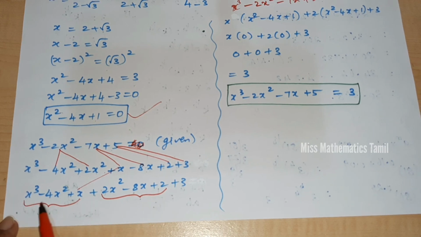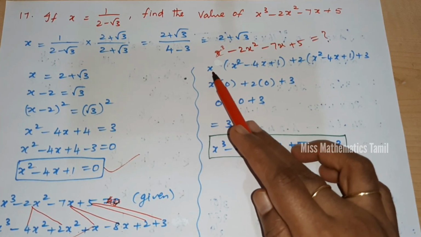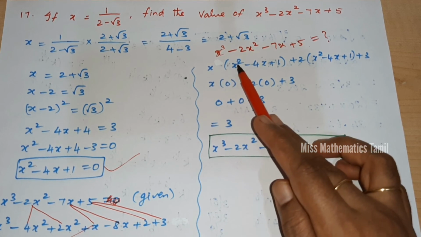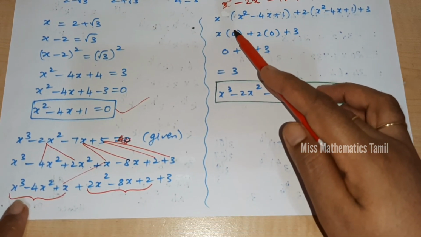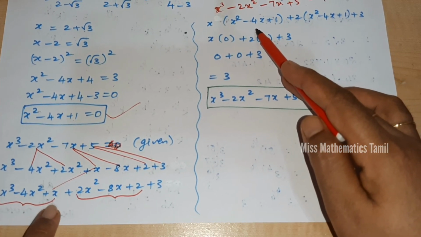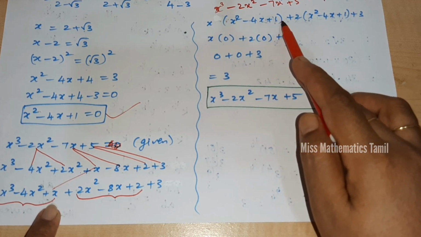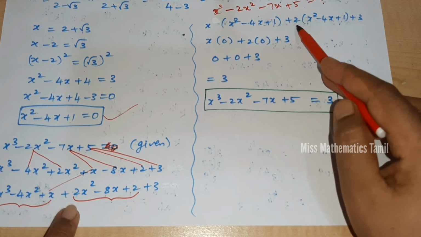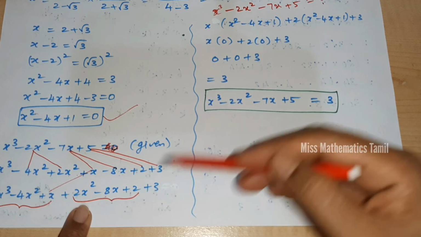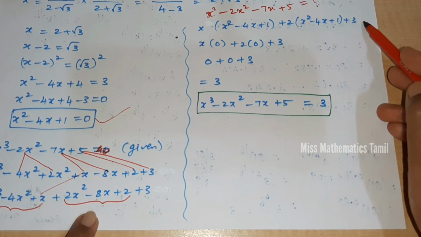After this, from these 3 terms, I can take x. So, after taking x, what is the remaining portion? x square. Here, what is the remaining portion? Minus 4x. What is the remaining portion? Plus 1. You can multiply and see. You will get again the same thing. Plus here I am taking 2 outside from these 3 terms. So what is the remaining thing? x square minus 4x plus 1 plus 3.